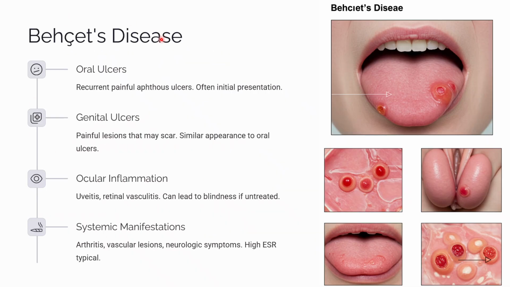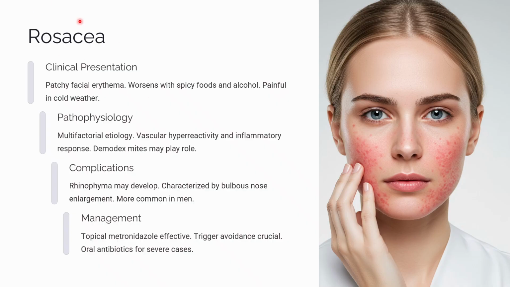What is Behçet's disease? Behçet's disease is something where there are oral ulcers, genital ulcers, and high ESR. It is an autoimmune reaction with the ulcers. What is rosacea? Rosacea is a condition where there is painful facial erythema. It will worsen with spicy food, with alcohol, as well as cold weather. The facial erythema is not over the entire face, but mostly affects the nose. They will have a plump nose which is painful and erythematous.